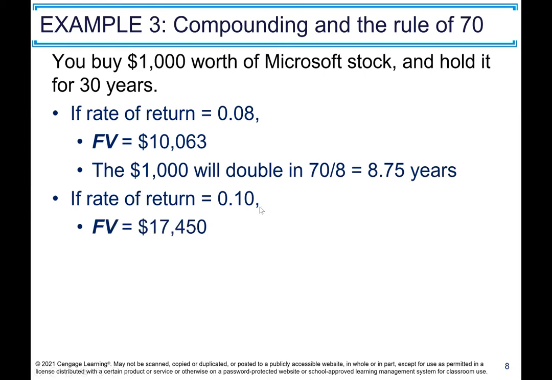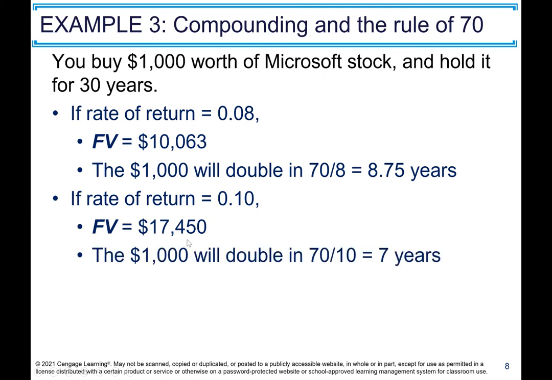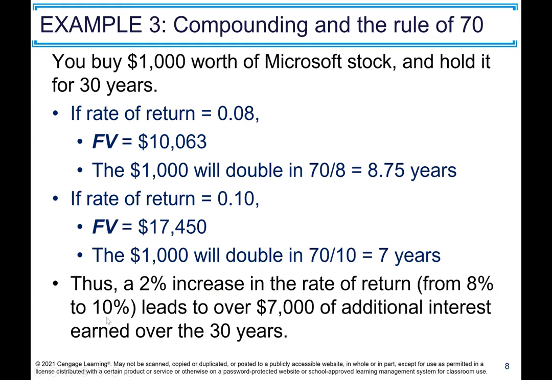If the rate of return is 10%, or 0.1, future value equals $17,450. The $1,000 will double in 70 divided by 10, which is 7 years. Thus, a 2% increase in the rate of return, from 8% to 10%, leads to over $7,000 of additional interest earned over the 30 years.